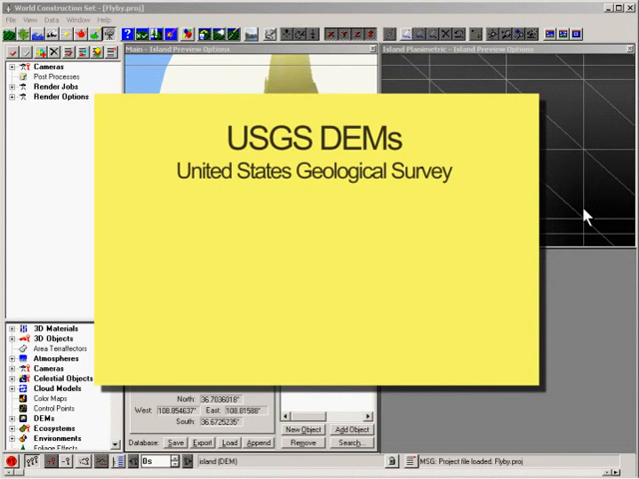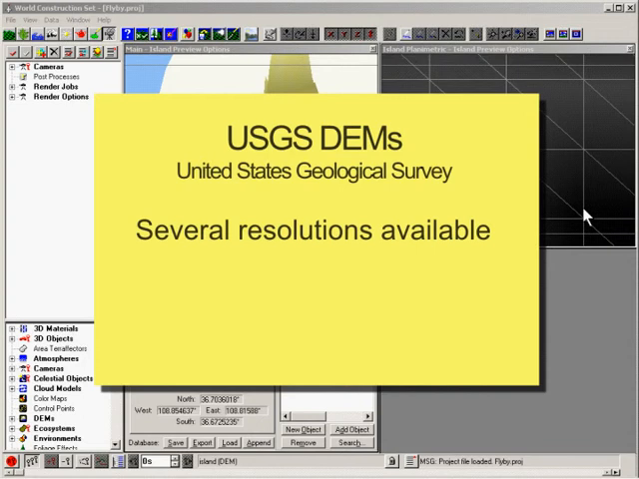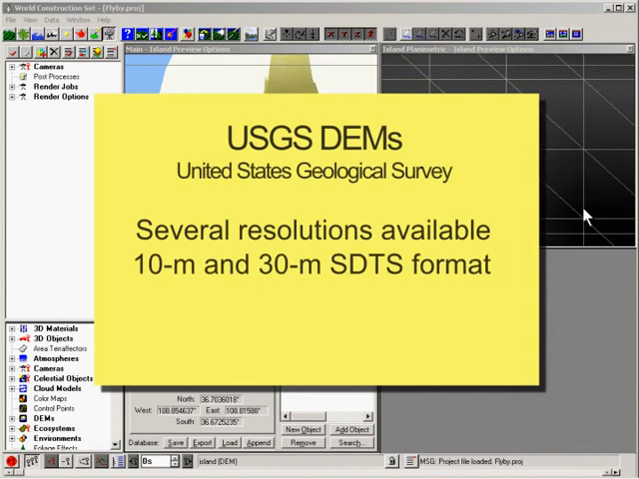USGS terrain data has long been the staple of landscape animators. The DEMs are free for download and have fairly good resolution, usually 10 or 30 meter. This is adequate for most applications. The most recent incarnation of the USGS data type is the SDTS format.